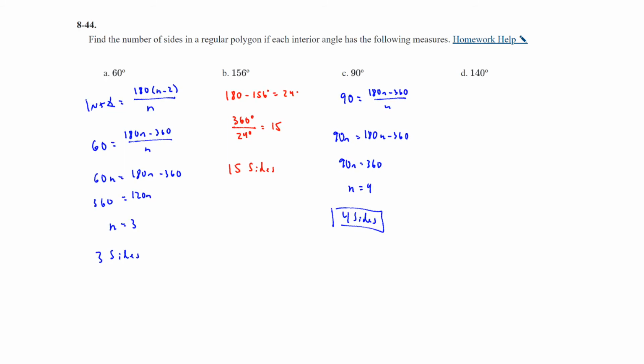And then D is 140. I'm going to use, once again, the exterior angle version of this, so we can find the exterior angle by subtracting 140 degrees from 180 because they are supplementary. That's 40 degrees, and because all exterior angles of a regular polygon give you 360 degrees, we're going to divide 360 by 40, and then get n equals 9. So this would be 9 sides.